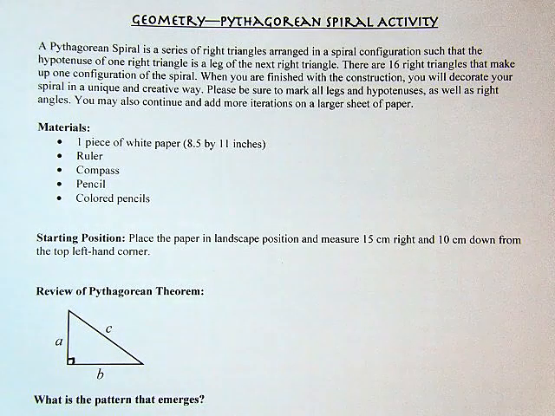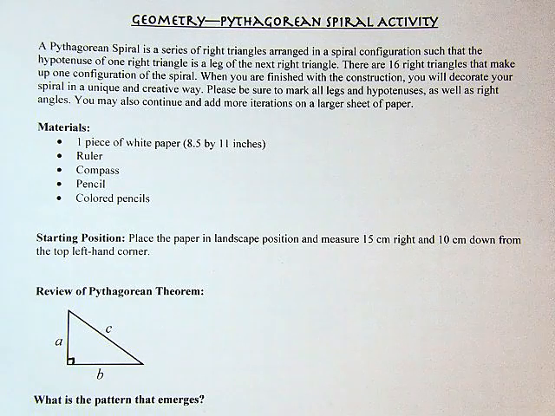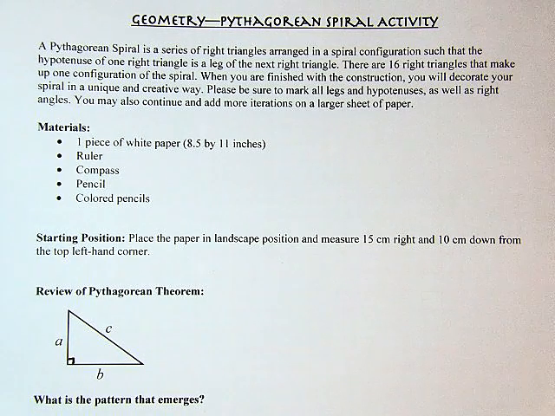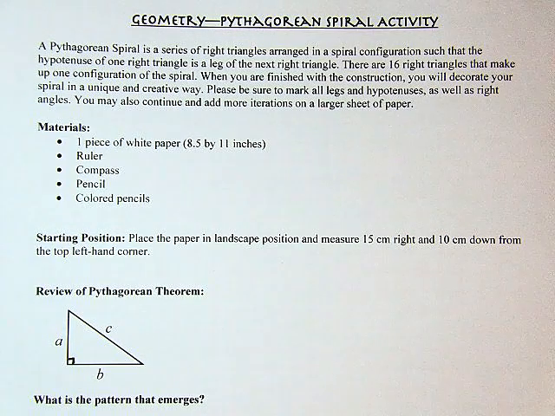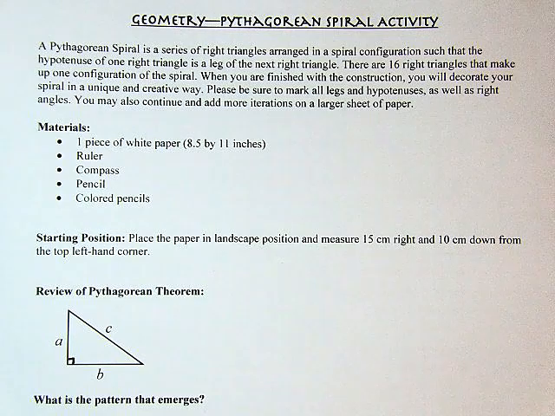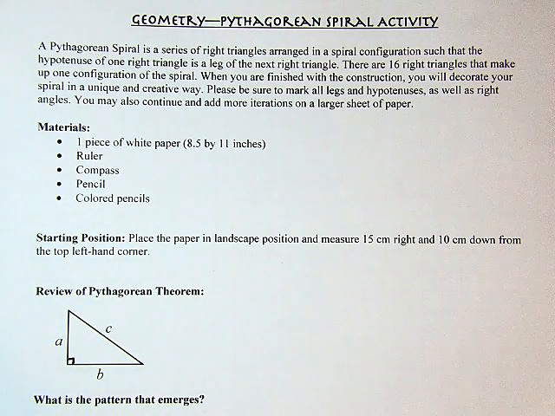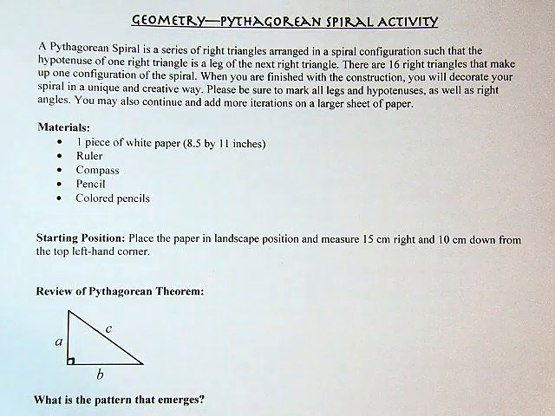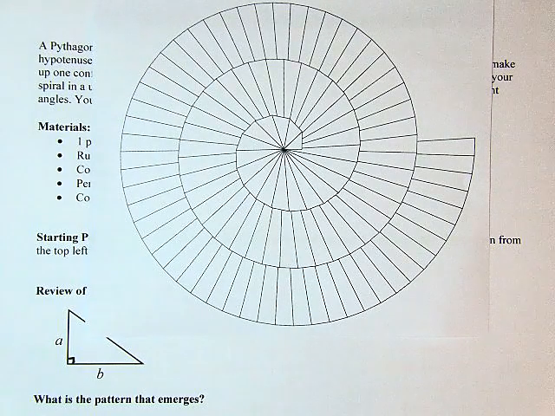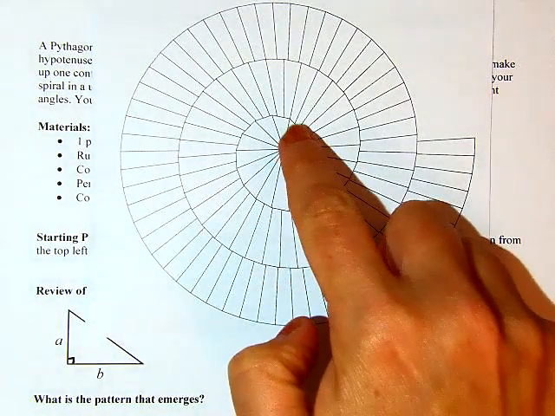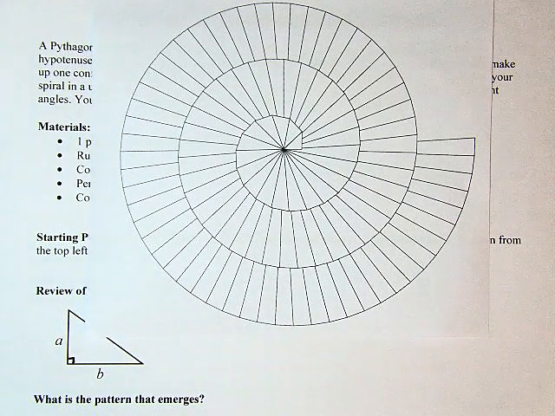When you are finished with the construction, you will decorate your spiral in a unique and creative way. Please be sure to mark all legs and hypotenuses, so record their measurements, as well as the right angles. You may also continue and add more iterations, more stages, on a larger sheet of paper. If you continued and wrapped around beyond those 16 right triangles, you might get a visual that looks something like so, if you're super ambitious and you take it this far. You could easily just go a little bit further without going as far as this example. That would be fine too.